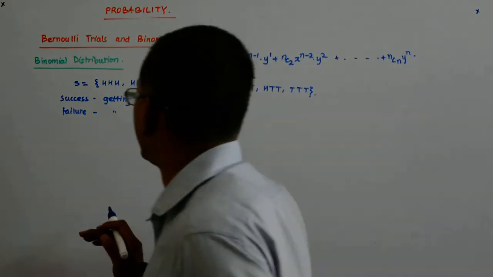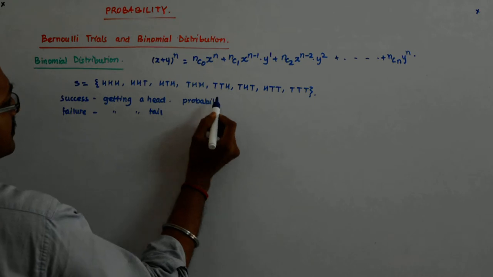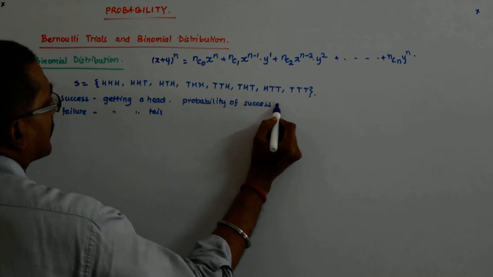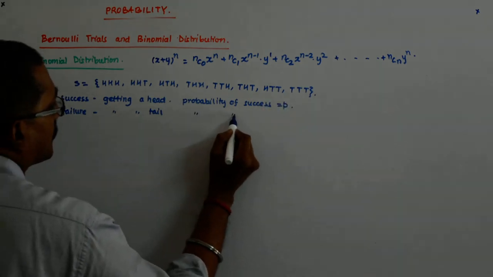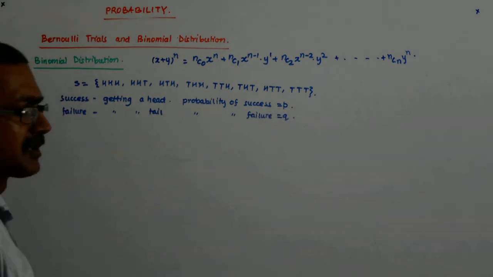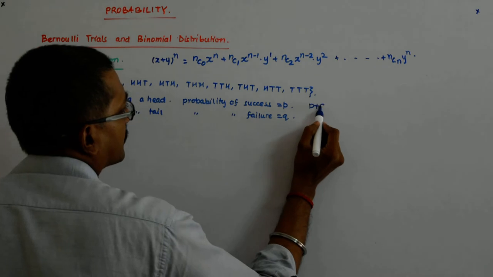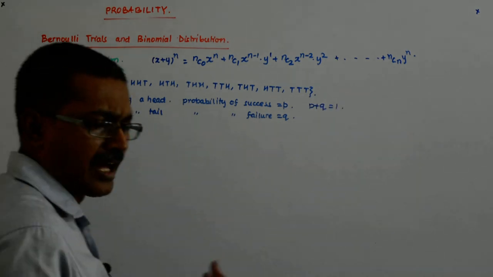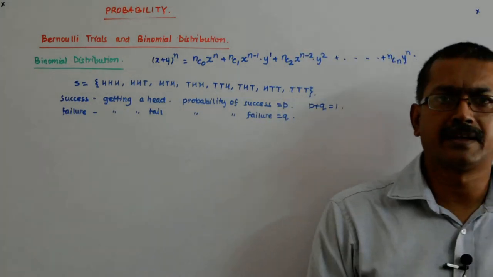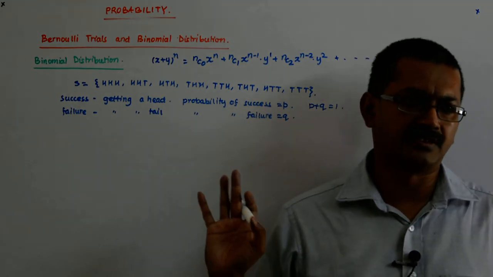I did not call it half right now. I call the probability of success P. So the probability of failure will be Q, where P plus Q is 1. Fine, it is half right now, but in many cases it won't be half. Maybe getting a doublet and not getting a doublet, that will not be half. So I am trying to develop a general kind of theory out of this.